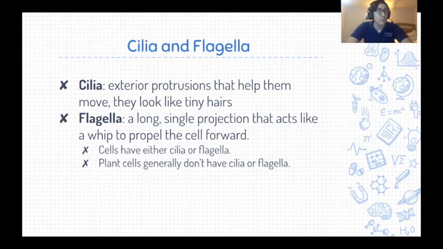And they also might have flagella. So the flagella is a single long projection that looks like a whip or like a tail that allows the cells to propel themselves forward and move. So think about it as that tail whipping around very fast and moving the cell across wherever it needs to be. Animal cells either have cilia or flagella, but they can also have both. But very important, plant cells do not have cilia or flagella.